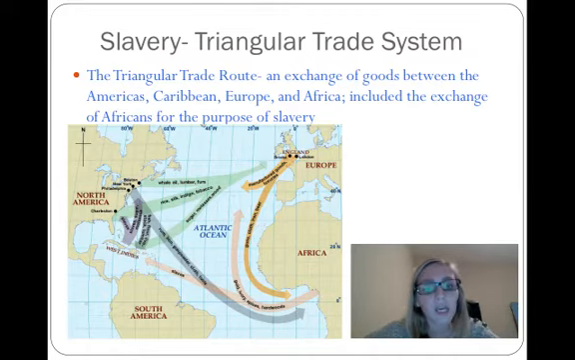Goods like sugarcane would come from the Caribbean, go to the Americas or to Europe. You'd swing back around to get slaves. They would come to North America, and then North America would ship out things like wheat, cotton, also weapons, back and forth. So a number of things went across, but this just shows you the general pattern of what was being traded.